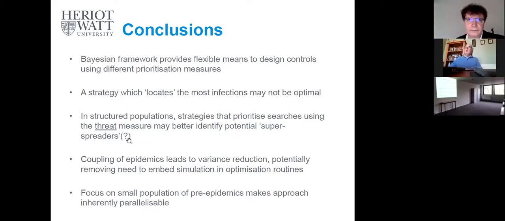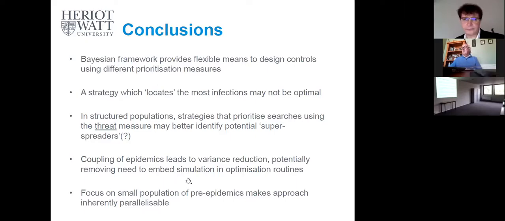And I've already made the point that the coupling of the epidemics gives you this variance reduction. And not only does it do that, it then means that because you don't have to embed stochastic simulation within an optimization routine, everything is deterministic and it's inherently parallelizable. So one could actually do much more complicated design spaces and optimization by looking at far more sophisticated control measures than we've looked at here.